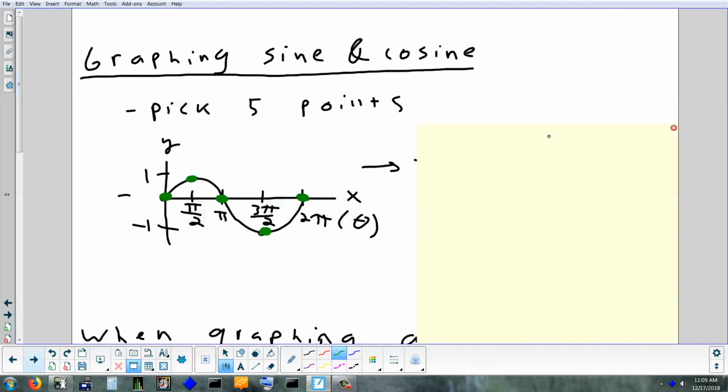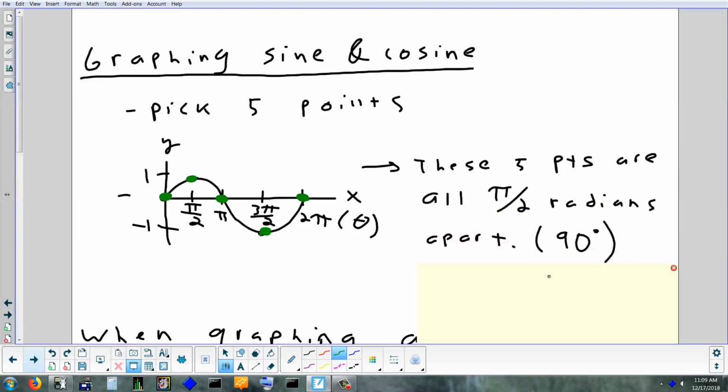Now, how far apart did I say each one of those was in degrees? 90. So there's the labeling except in radians. That's 90, 180, 270, 360. So they're all 90 apart. In radians, that's pi over 2.